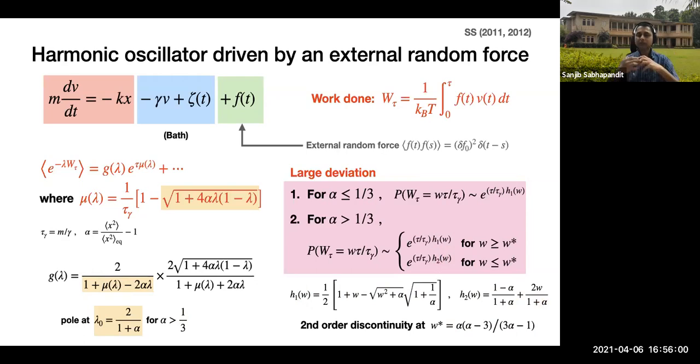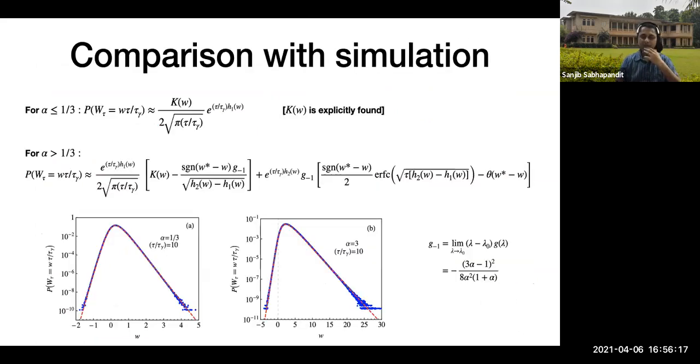And this large deviation function undergoes a second order discontinuity at W equal to W star. As it turns out, this second order discontinuity is quite generic whenever you have a singularity in this prefactor Z of lambda. Okay, you also want to compare it to experiment.